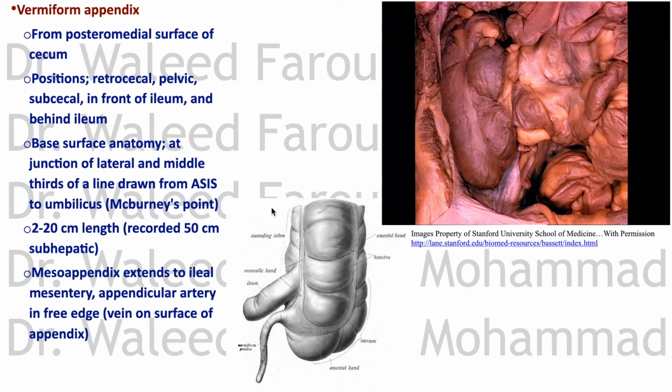The base of the appendix, the surface anatomy of it: if you draw a line from the umbilicus to the anterior superior iliac spine, the junction of the right third and left 2/3 of this line is McBurney's point. This is where the base of the appendix lies. So the junction of the lateral 1/3 to the medial 2/3. The point is nearer to the anterior superior iliac spine rather than nearer to the umbilicus, and this is called McBurney's point and marks the base of the appendix.